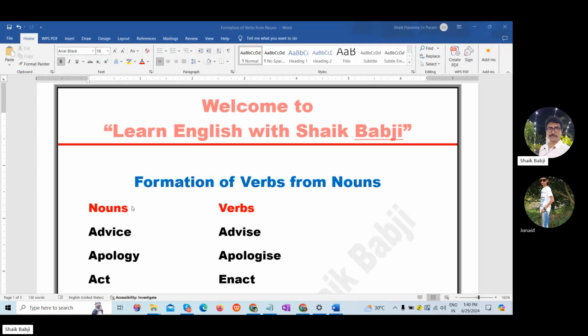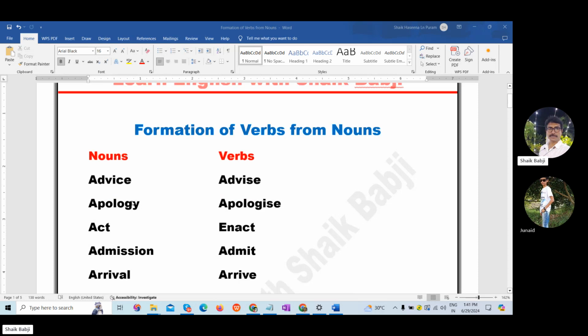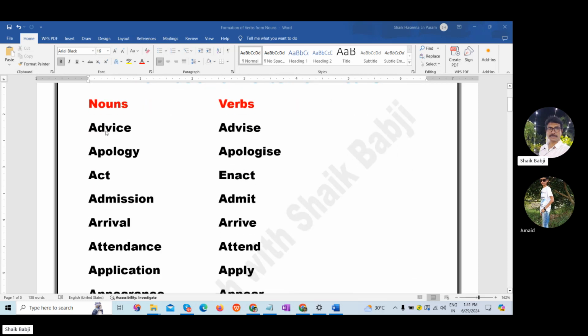In this session, we are going to learn formation of verbs from nouns. So here I have given some list of nouns and verbs. Let's see how they can form from noun to verb. Okay. So advice, ADVICE. See here, you can notice the spelling. ADVICE is the noun and ADVISE is the verb. Advice, advise. Apology, apologize. Act, enact.